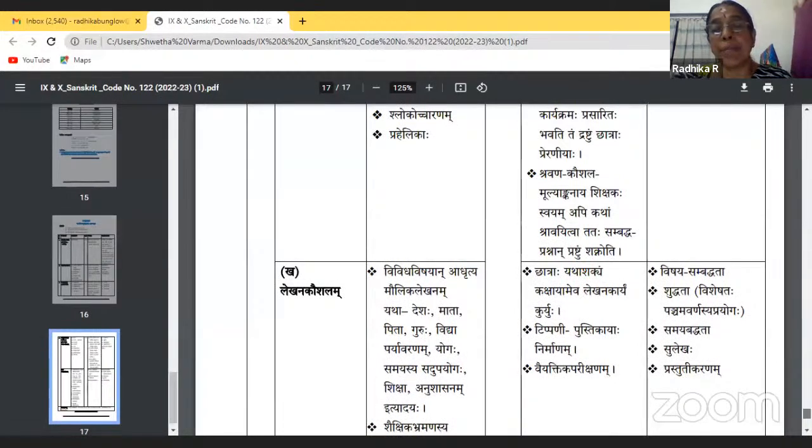Vividha Vishyan Adritya Maulika Lekhana, Deshaha, Mama Deshaha, Mata Pita Guru Vidya, Paryavarana, Yogaha, Samayasya Sadupayogaha. Simple topics to write to them. Lekhanam. Samayasya Sadupayogaha, Shiksha Anushasana, Discipline, Tyadayaha, Shekshika Brahmana, study tour.